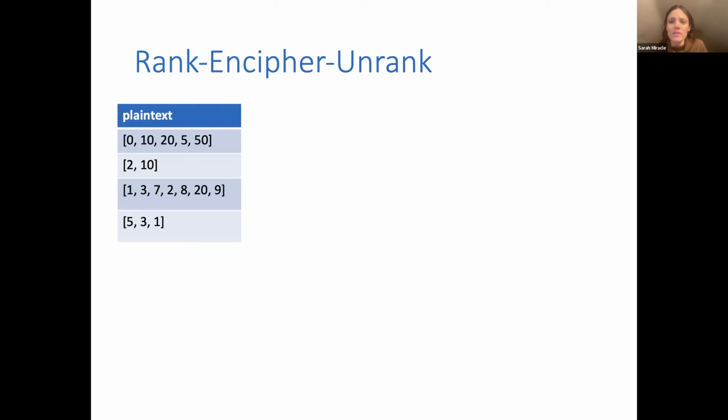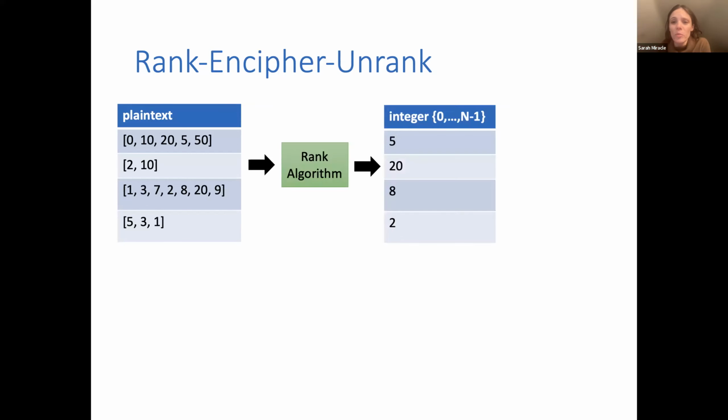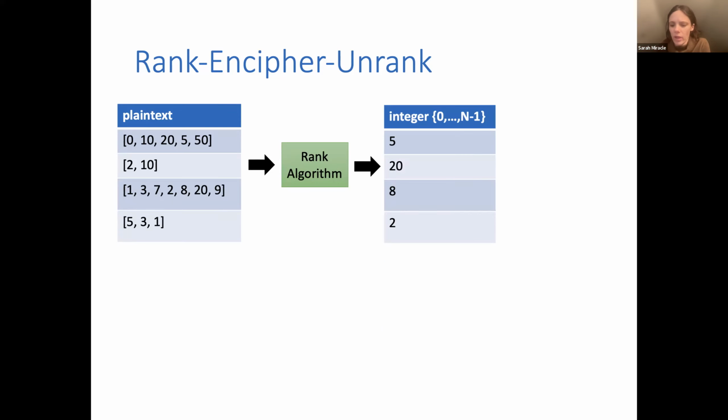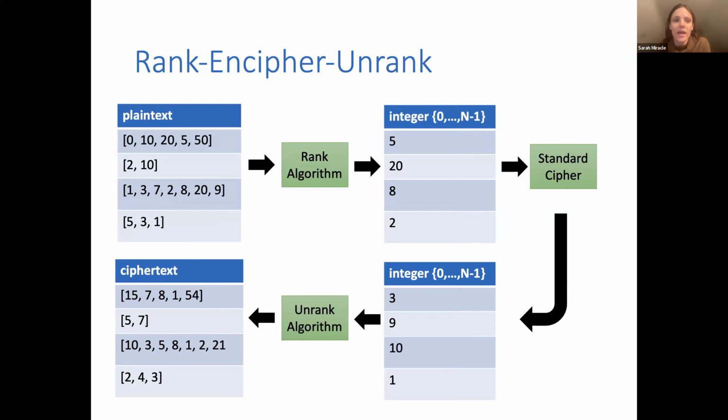Okay, I mentioned that this idea of rank-encipher-unrank is going to be important, so let me just review that real quickly in case you haven't seen it. The idea is we're going to start with a plaintext, then we apply a rank algorithm. We rank each possible plaintext between 0 and n-1, where n is the total number of possible plaintexts. So we first rank it, then we have an integer, and we can apply a standard cipher to get another integer. This is our encrypted integer, and then we apply an unrank algorithm to get back to a ciphertext. This is a standard technique in format preserving encryption.